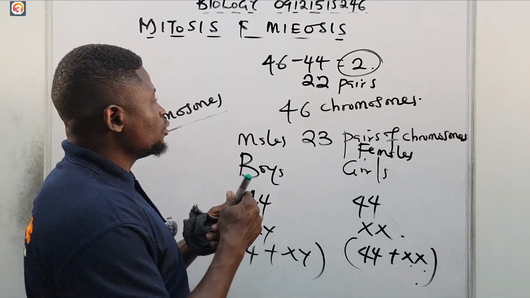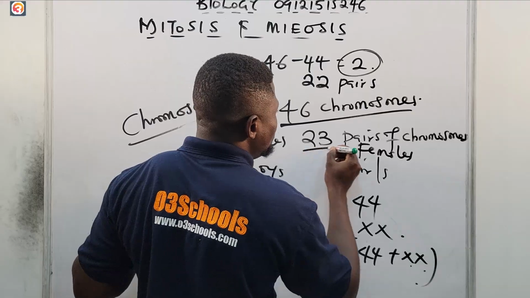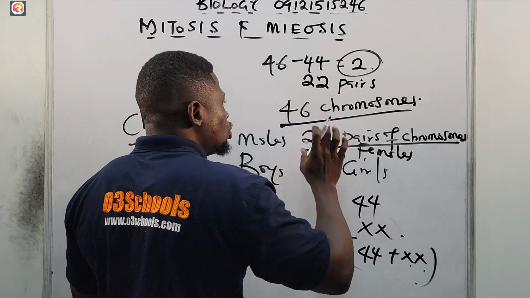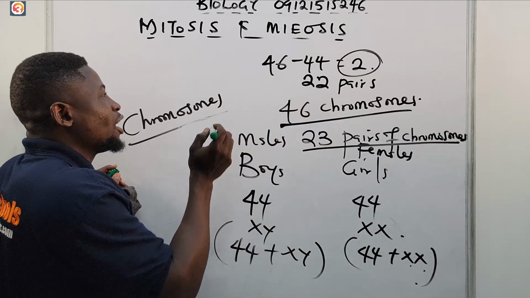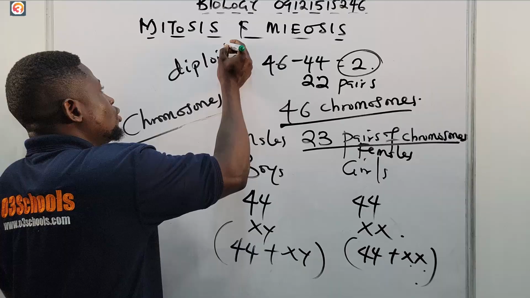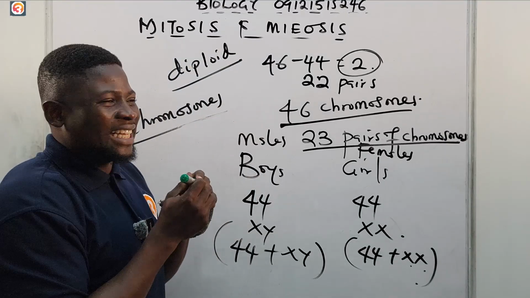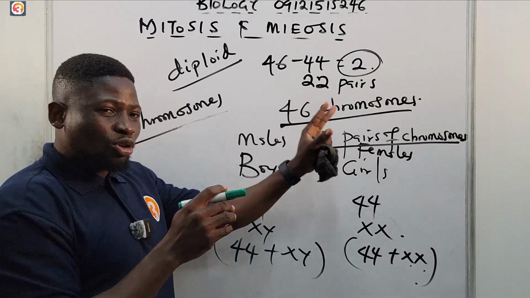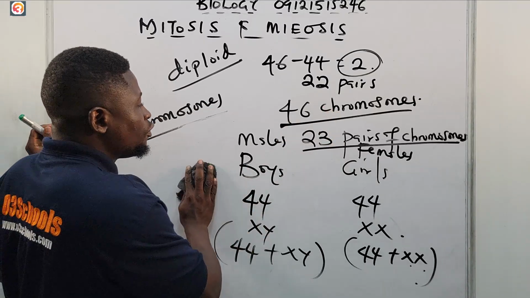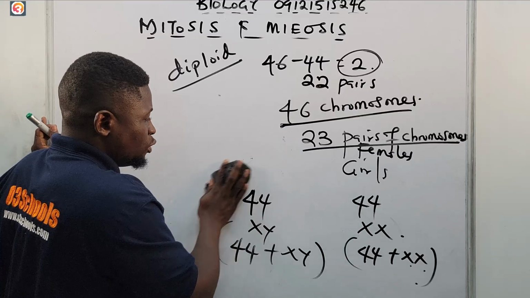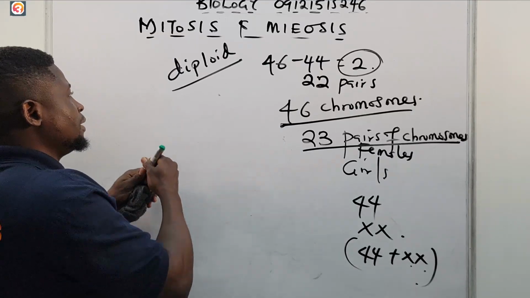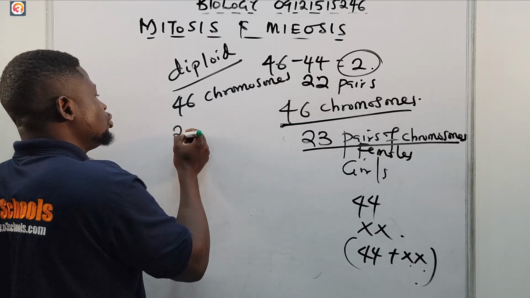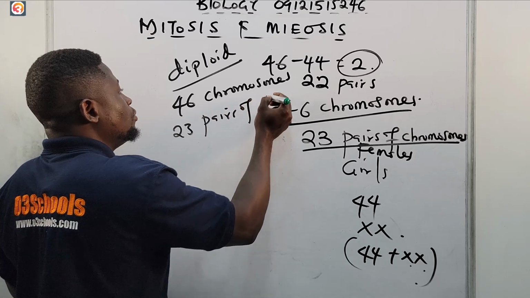The cells which have these 46 chromosomes or 23 pairs of chromosomes, I'll repeat again, they are called diploid cells. We refer to them as diploid cells. They have the complete set of chromosomes. The cells that have 46 chromosomes or 23 pairs of chromosomes are what we refer to as diploid cells.